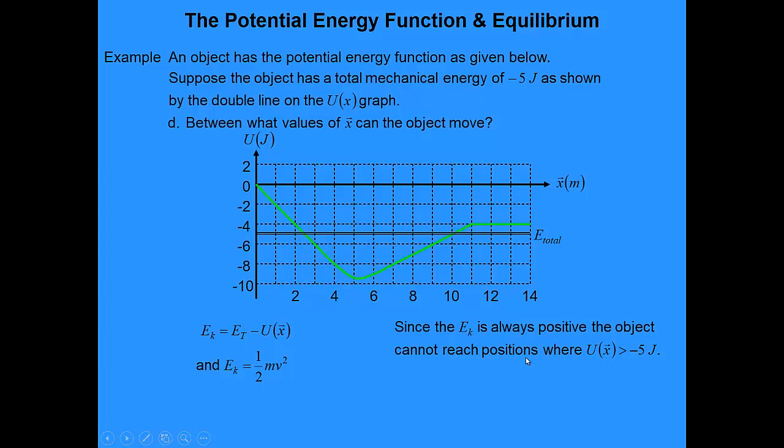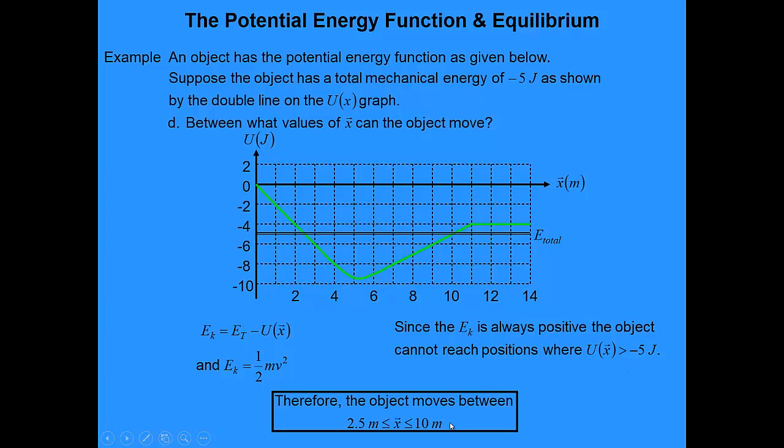So the object, since the kinetic energy is always positive, can't reach positions where the potential energy is greater than -5, which is actually a smaller negative number, right? These are scalars, not vectors. A smaller negative is greater. I know, for 1.5 years we've been talking about bigger negatives being bigger in vector world, right? But this is scalars now, so smaller negatives are bigger. Therefore, the object can move between 2.5 meters and 10 meters.